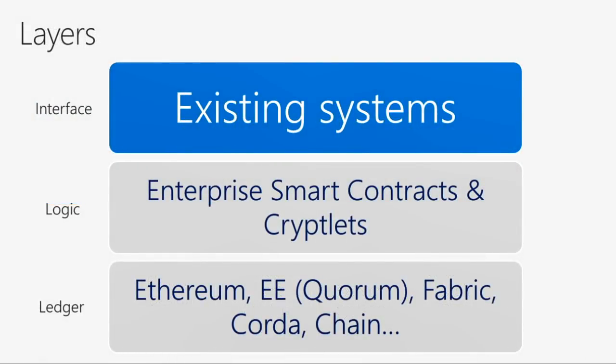So this is what it looks like. Down at the bottom, we have the ledger: Enterprise Ethereum, Fabric, Chain, Corda. And then in the middle tier, we're calling it Enterprise Smart Contracts. You might have heard it called Cryptlets. That was what it was called before marketing got a hold of it. So Cryptlets is essentially the components that represent the business logic that's running in this tier. And then above that is essentially any other existing system. Existing technologies just plug right into that.